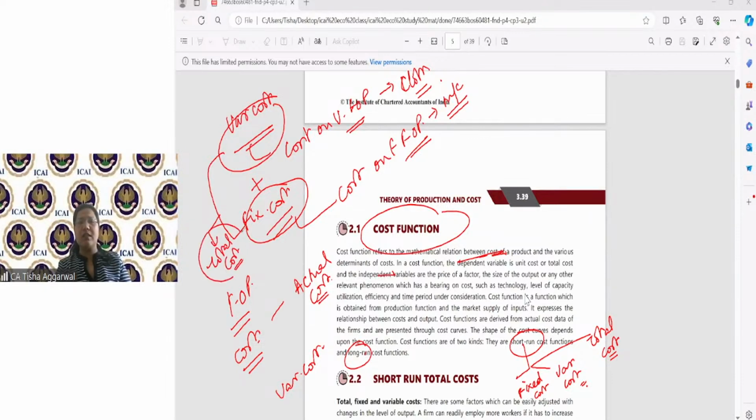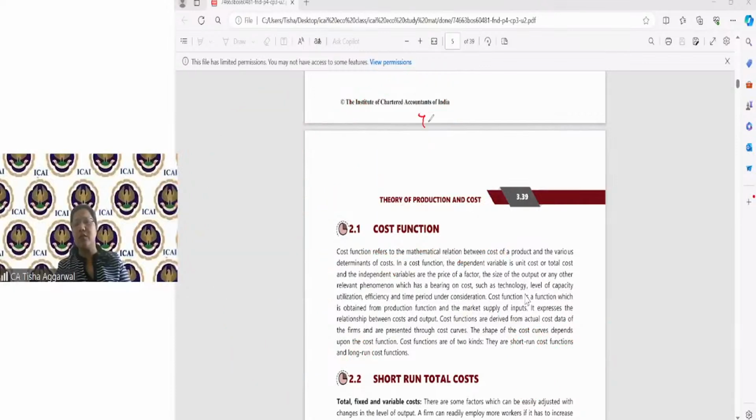So this total cost is equal to variable cost plus the fixed cost. Whenever we talk about the cost function, it is the relationship between the cost of a product and the determinants of cost. Here we have the short run total cost.